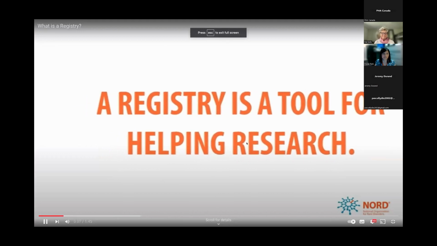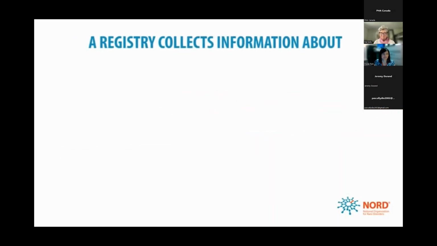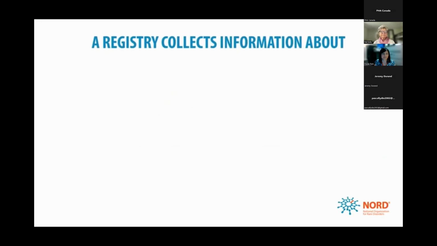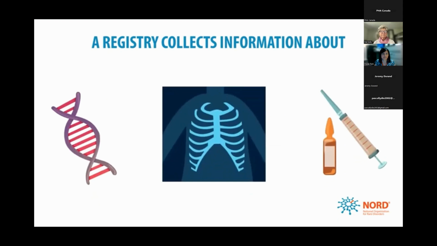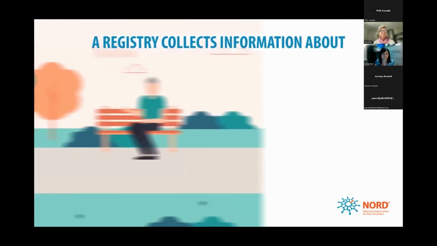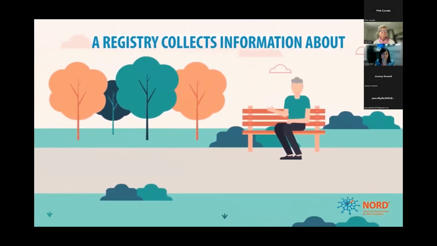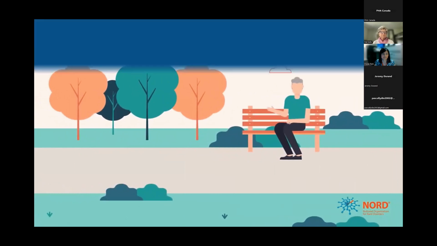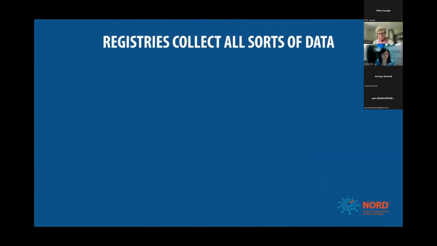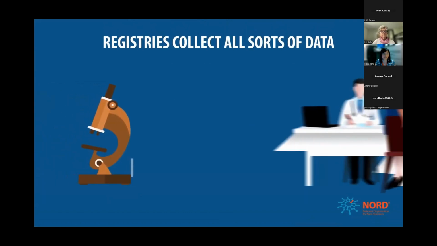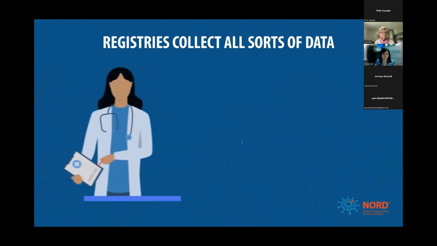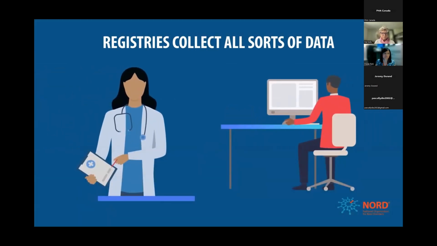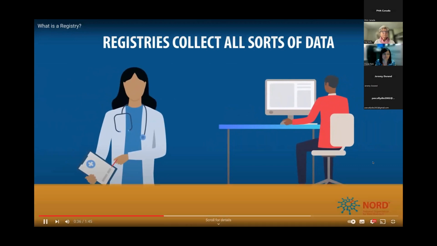A registry is a tool for helping research. A registry is used to collect and store information about a disease or condition, a procedure, a treatment or medical device, or an individual's experience living with a condition or set of symptoms. Different registries collect different types of data, such as clinical lab results or scans, or how a rare condition may change over time. Sometimes clinicians contribute data, sometimes patients, and sometimes it's both.